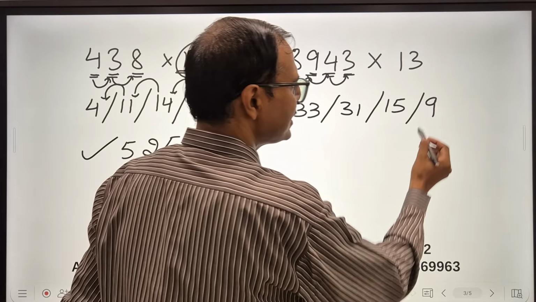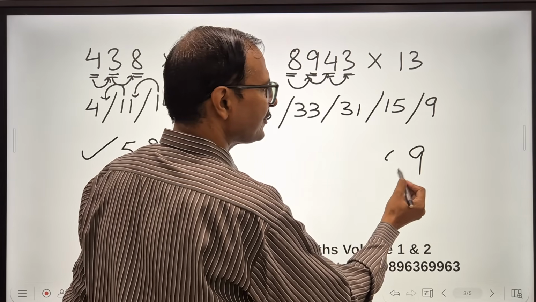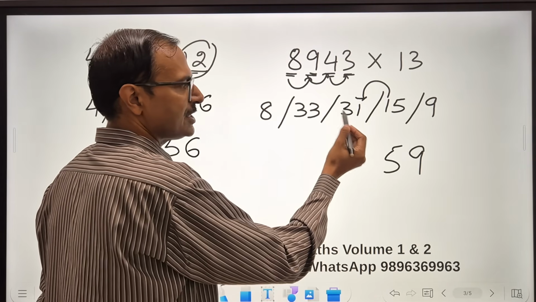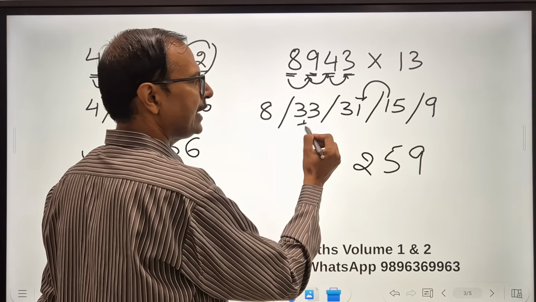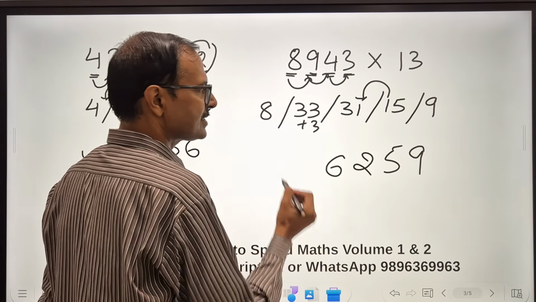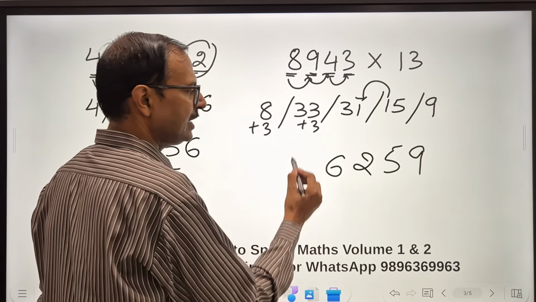Now start writing from the right hand side. 9. 15 means 5. 1 carry. This becomes 32. So 2, 3 carry. This becomes 36. 6. So 3 carry. And 8 plus 3, 11.